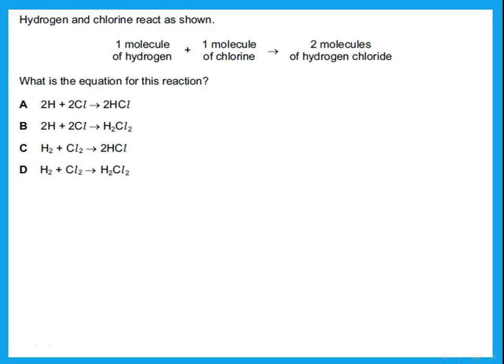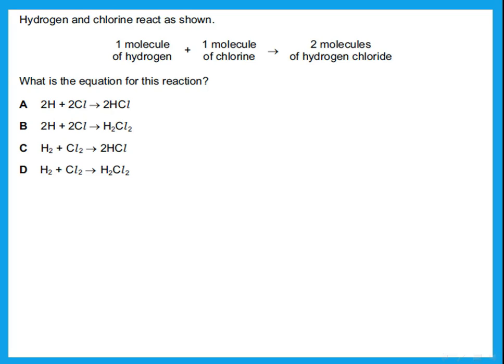Okay, hydrogen and chlorine react as shown. What is the equation for this reaction? Remember that we said hydrogen is diatomic, so you cannot write it only as H. It has to be H2. A hydrogen molecule is diatomic. That means when it is standing alone as a molecule, you have to put a 2 under it. A molecule of chlorine also is diatomic. Diatomic means it has to be Cl2, not what is written in options A and B. So A and B are wrong.